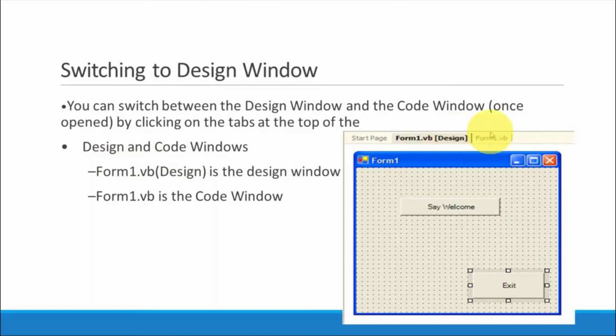So you can always switch from one window to another while developing an application. So design and code windows, in this case, what are the design and code windows? Form1.vb design is a design window, and form1.vb is a code window.